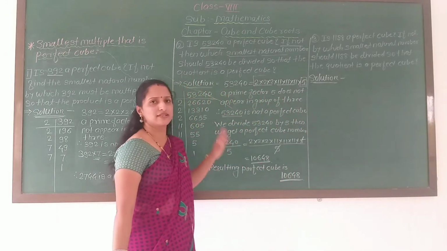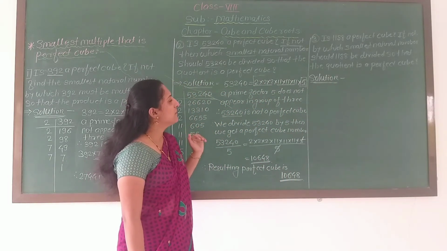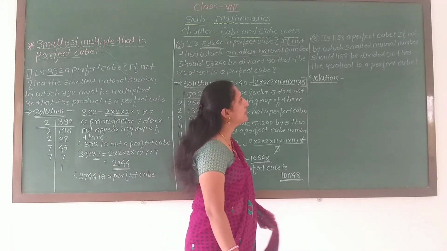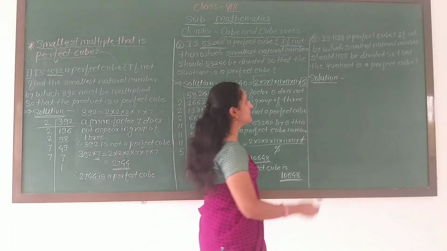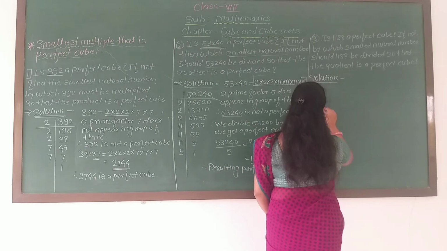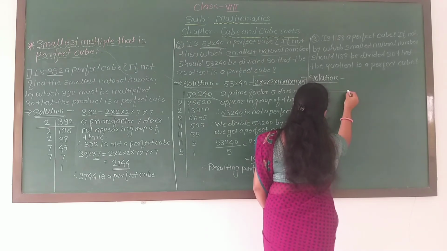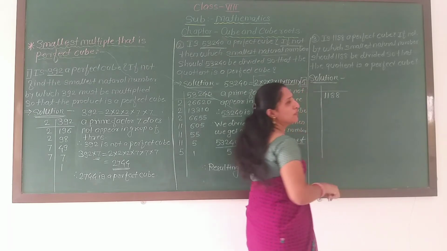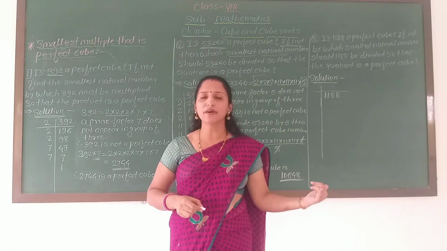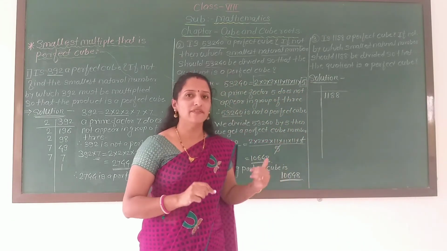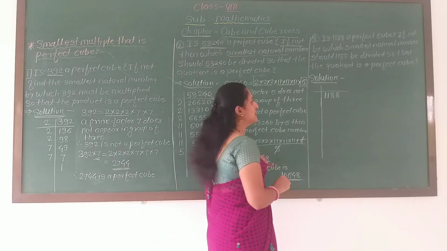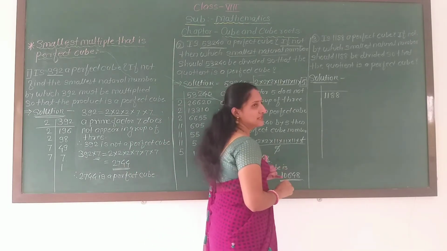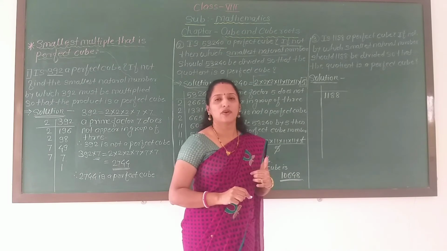It is the same as the first. Is 1188 a perfect cube? First we will find out whether this number is a perfect cube or not. Just try to find the prime factors. Everyone, open your notebook, write this example, and try to find the prime factors of this number, 1188. What are the prime factors?